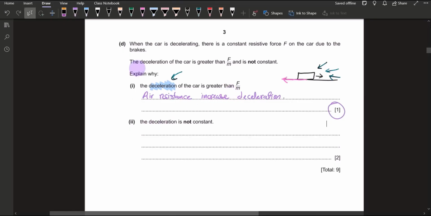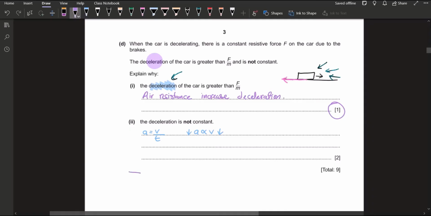Part 2 says explain why the deceleration is not constant. So for explaining that the deceleration is not constant, we know the formula acceleration equals velocity divided by time, right? And acceleration and deceleration are both considered the same, just the direction of the force is different. That's why we call it deceleration. So according to this formula, acceleration is directly proportional to velocity. And since when braking the velocity decreases, the acceleration or deceleration of the car also decreases.